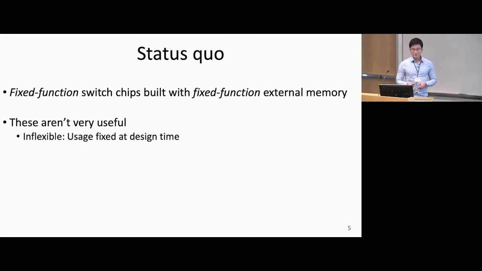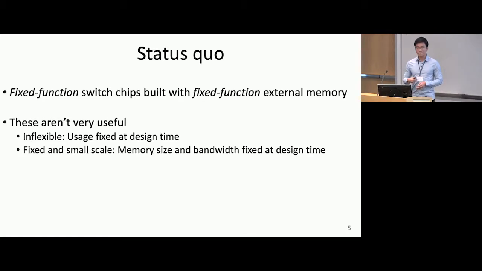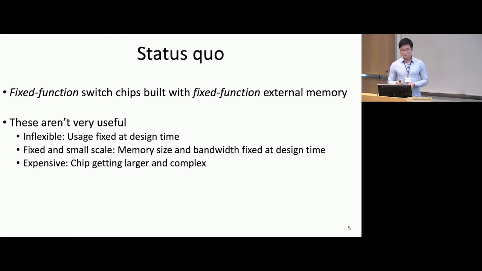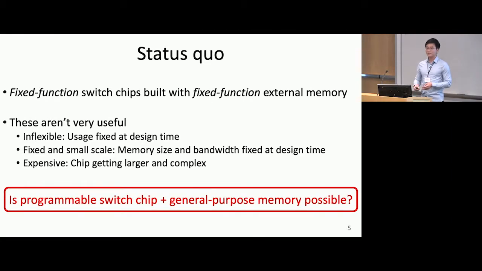The memory can be used only for the fixed function, which is chosen at chip design time. And also, the total amount of DRAM you can put is fixed, again, at chip design time. Also, it's expensive because the chip gets larger and more complex due to additional wires and additional modules. So our question here is: is it possible to have general purpose DRAM for programmable switching ASICs without chip modification?